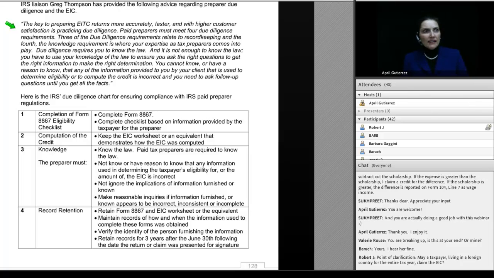You cannot use the excuse, I didn't know that. I'm so sorry, I just didn't know that. That doesn't wash. They will not accept that excuse. Also, it is not enough to know the law. You have to use your knowledge of the law to ensure you ask the right questions to get the right information to make the right determination. You cannot know or have a reason to know that any of the information provided to you by your client that is used to determine eligibility or to compute the credit is incorrect. And you need to ask follow-up questions until you get all the facts. For example, is that new Mercedes coming from unreported under-the-table income?